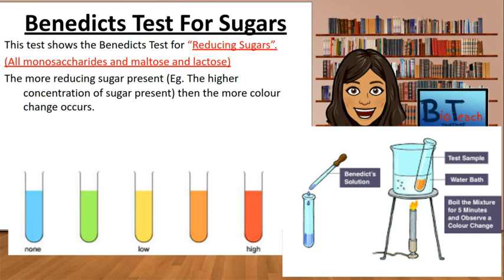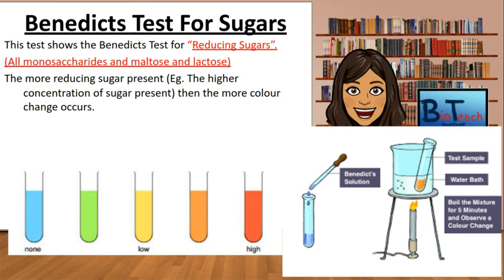One of the key things to note about the Benedict's test is that the more reducing sugar there is present in a solution, the more the colour change occurs. The diagram on the bottom right shows you how to carry out a Benedict's test. A sample of your solution is added into a test tube and is mixed with an equal volume of Benedict's solution. Benedict's solution is blue in colour, and that is usually your starting point to monitor any colour change. The tube is placed into a water bath and heated. You would observe and record any colour changes.